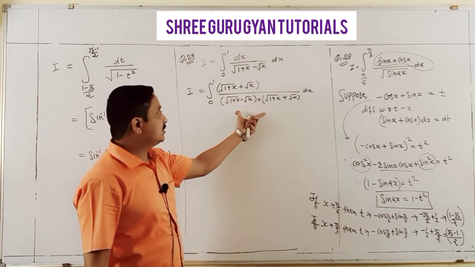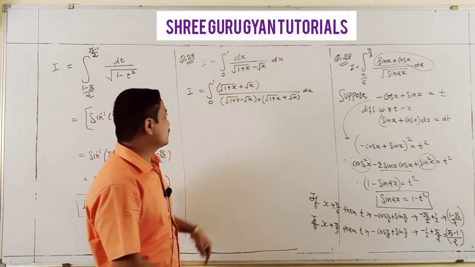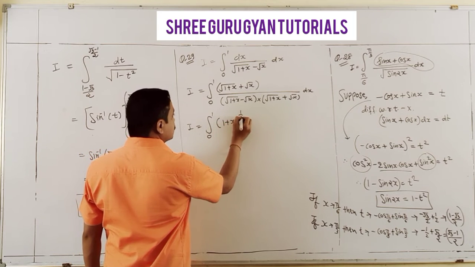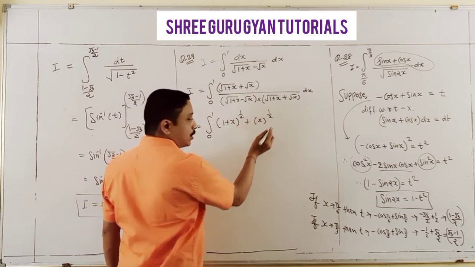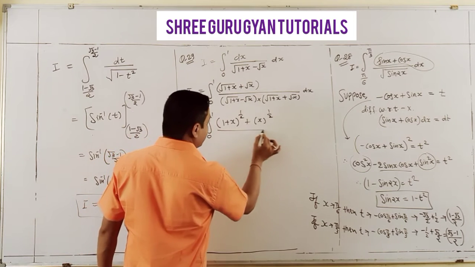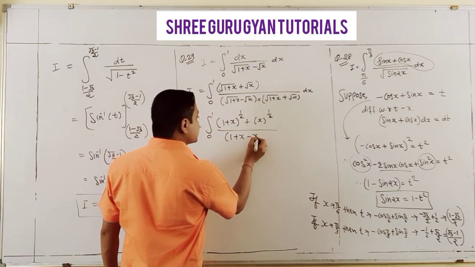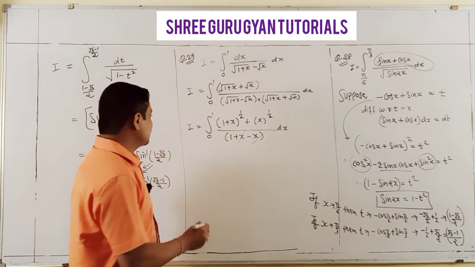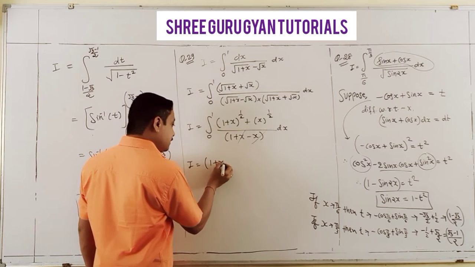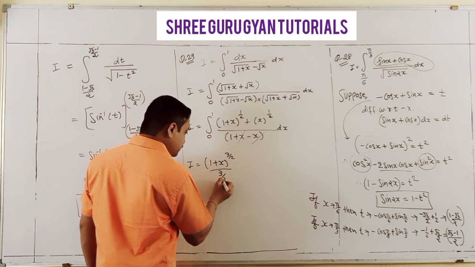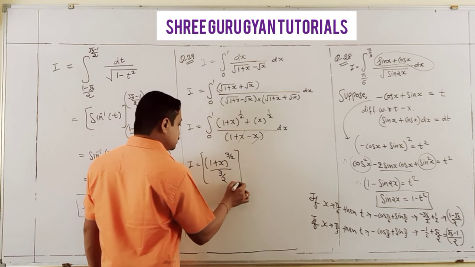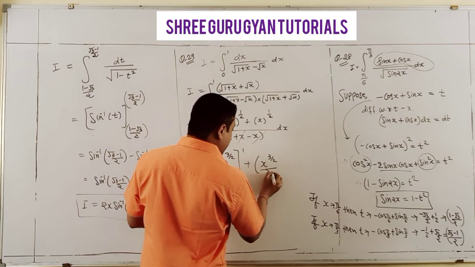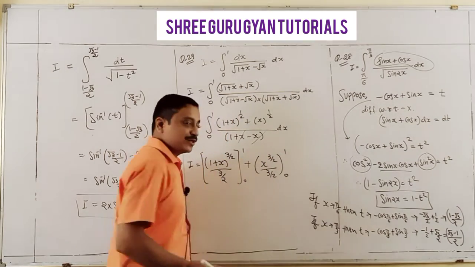Sure, you have to use (a plus b)(a minus b). So your denominator is converted to 1 plus x raised to half, here also half, and that is 1 plus x minus x, dx, cutting. Now integration. So students, my answer is easily 1 plus x raised to 3 by 2 over 3 by 2, limit 0 to 1. Similarly, x raised to 3 by 2 over 3 by 2, limit 0 to 1.